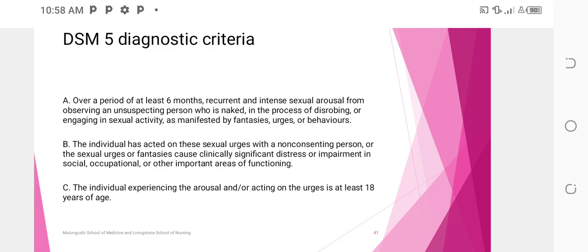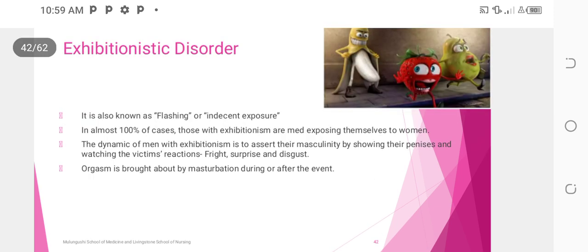Before I move on, these individuals usually tend to repeat their behavior because mostly when they are caught, they are only charged with minor misdemeanor cases and then they can go back. But they are usually secretive and they make sure that they are not caught. So a second disorder we have is exhibitionistic disorder. It is also known as flashing or indecent exposure.